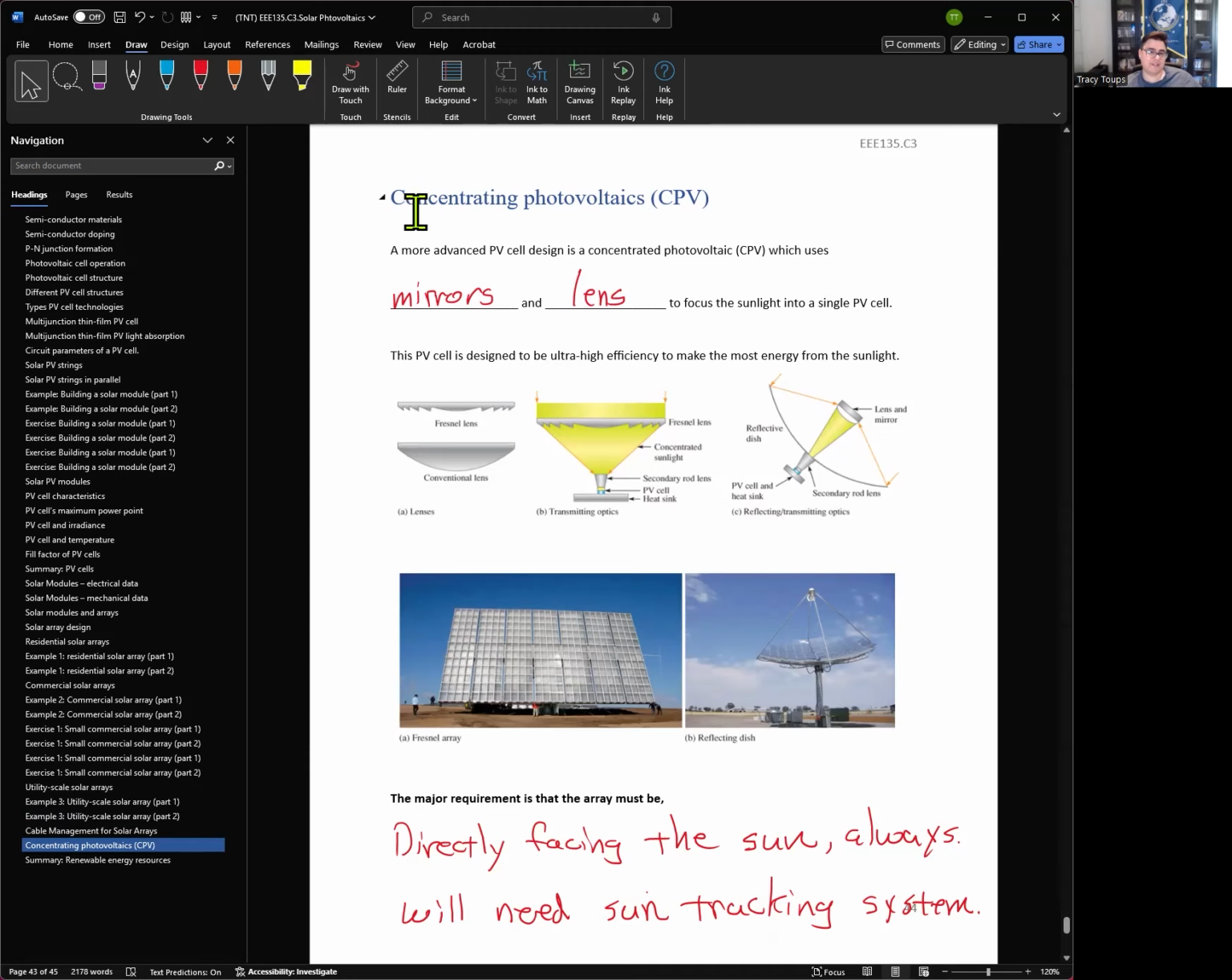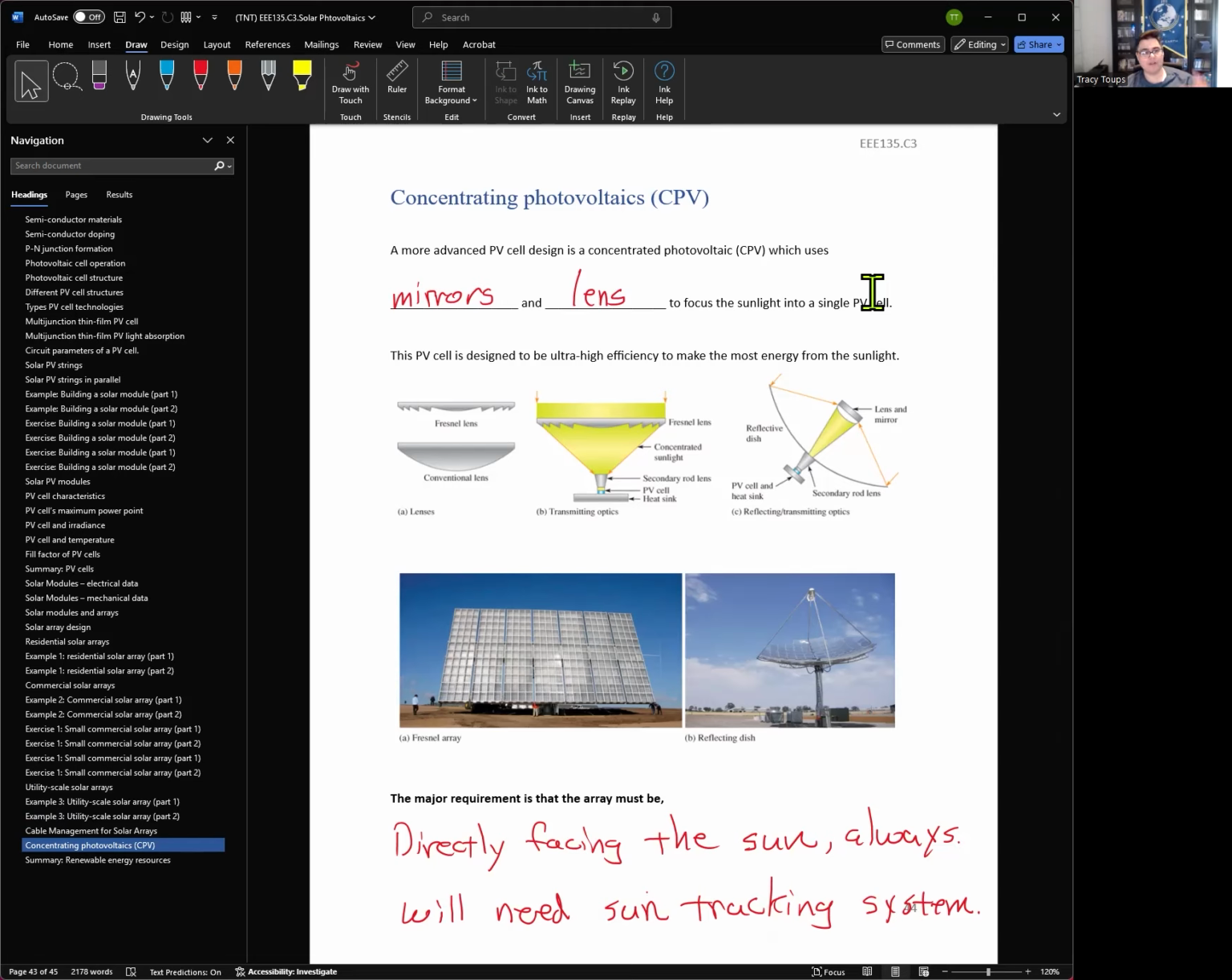One version is concentrating photovoltaics, CPV. A more advanced PV cell design is a concentrated version, which uses mirrors and lenses to focus sunlight into a single PV cell. Now, normally what we've been doing is we take one PV cell and just copy and paste it about 90 times to make a panel, and we just lay it on the ground or the roof, and we have a decent amount of sunlight hit it.